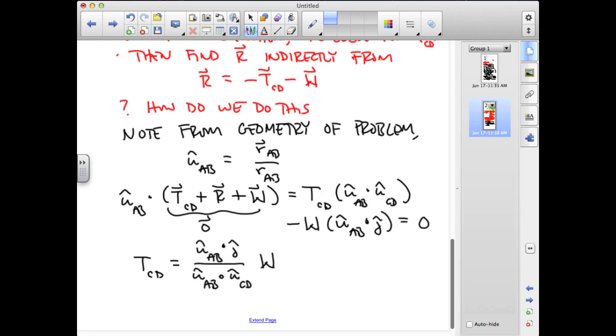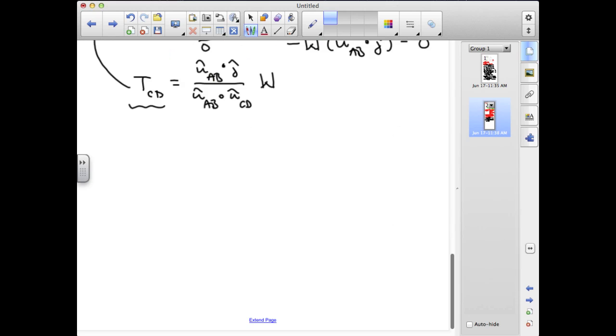Note that the advantage of this is we don't actually have to define unit vector orientations 1 and 2 like we did in the direct approach. We can get the scalar magnitude of the tension in CD directly, and then we can take that and put it back into this and get the reaction force indirectly from the rearranged form of the vector equilibrium equation. Okay, so the rest of this problem involves carrying out these details.